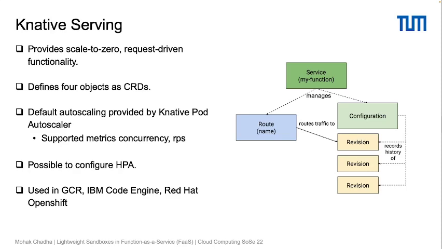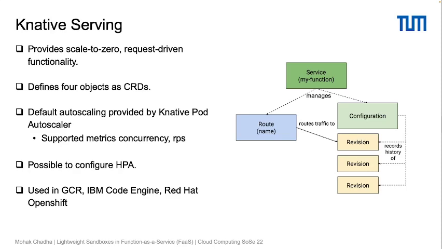It provides scale to zero and request-driven functionality. It essentially has four objects which are defined as custom resource definitions in Kubernetes, so they are first-class citizens: service, route, configuration, and revision. What you actually do is deploy a service, and then it automatically creates a revision, a configuration, and a route for the service.